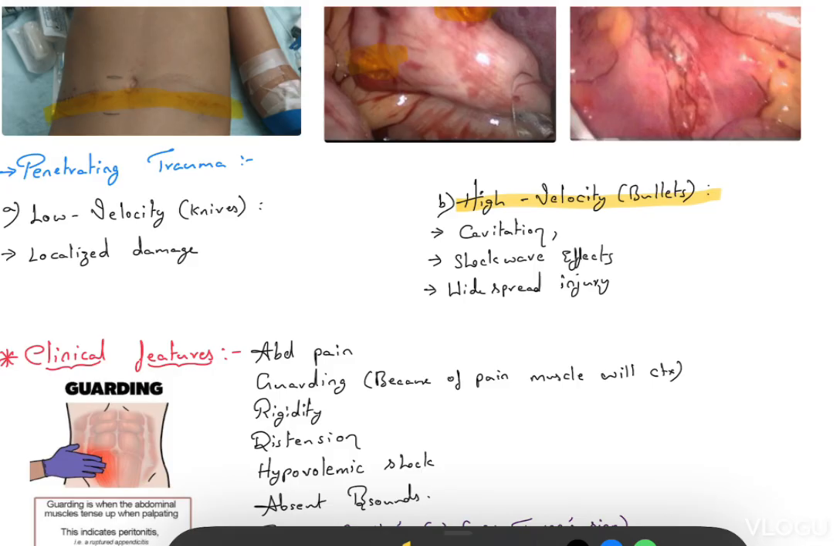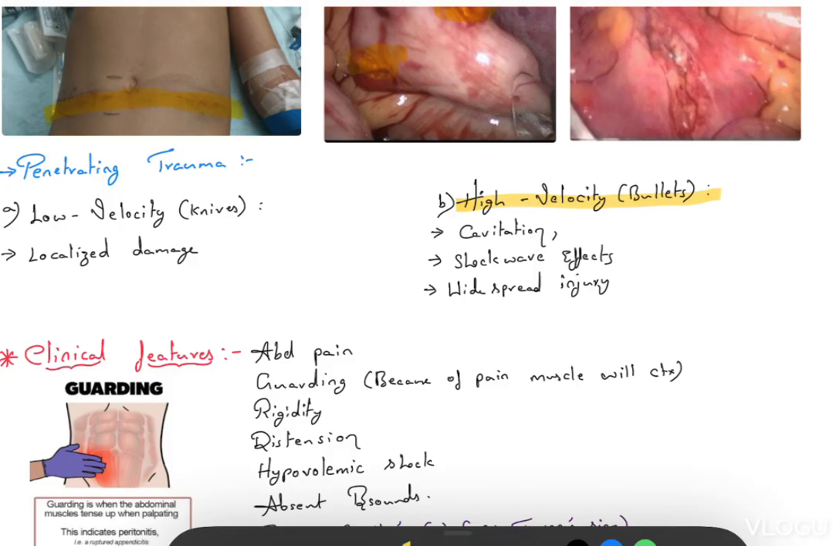Then we can see some cellular events. Trauma causes tissue injury, then inflammatory mediators are released, then the capillaries leak and the patient gets edema, then SIRS, the systemic inflammatory response, then MODS, multiple organ dysfunction, and the organs can fail. Okay, so these are the things.